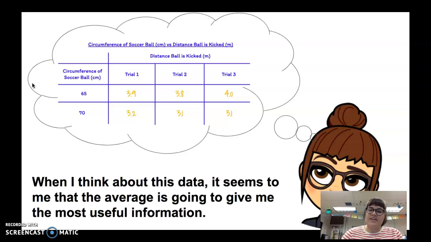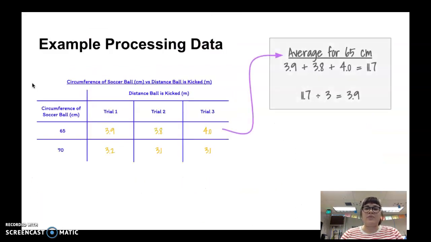It seems to me that the average is going to give us the most useful information. Net change doesn't really make sense. A total wouldn't give me a lot of information. And I don't want to do any percentages because I don't think that would help make sense either. So I think average is going to give us the most information. So I'm going to process my data.